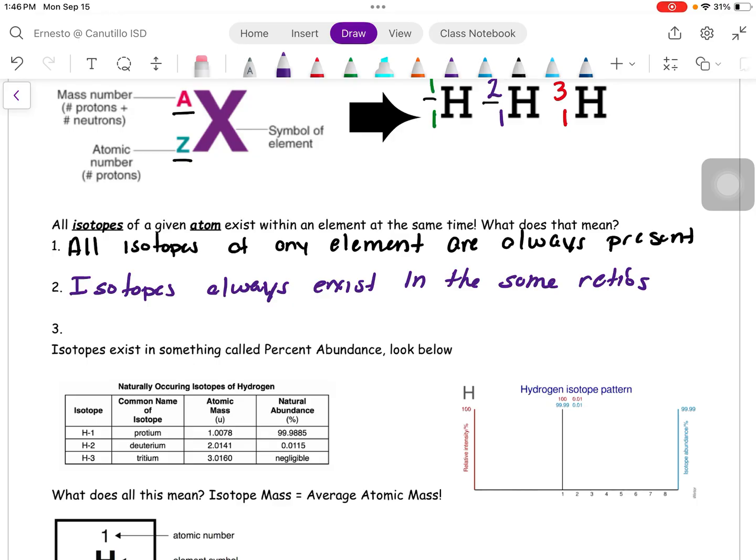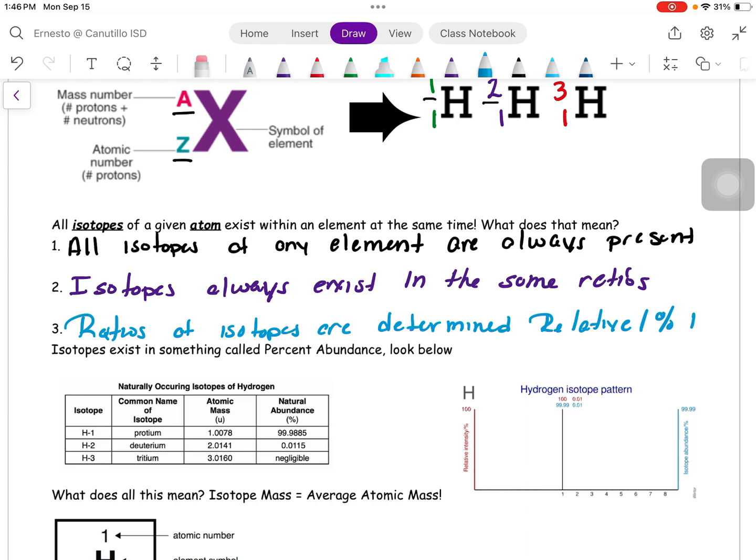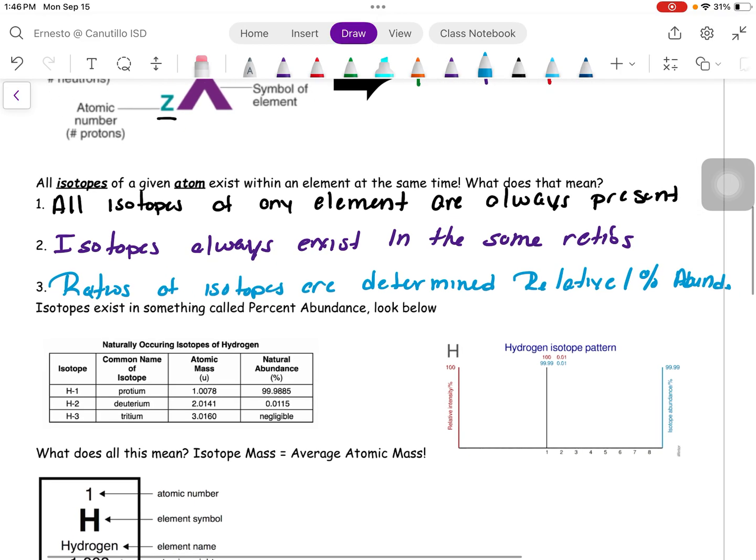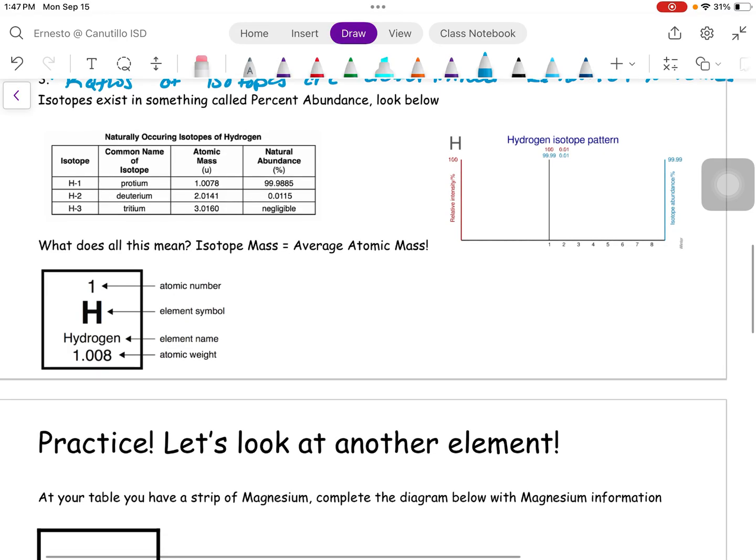And then lastly, the ratios are determined by percent abundance. Ratios of isotopes are determined, and there are two ways to call this, either the relative or percent abundance. Okay, and I'm going to abbreviate that. Now, what is relative or percent abundance?